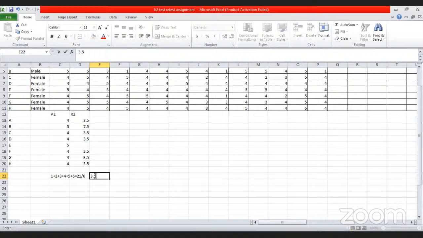Is it clear? 4 is the lowest point and it is there 6 times, so it takes 6 positions from 1. So we have to sum up 1 plus 2 plus 3 plus 4 plus 5 plus 6, that is equal to 21. Then as 4 is there 6 times, we have to divide it by 6. That is 3.5. So we have to put 3.5 for all the 4.